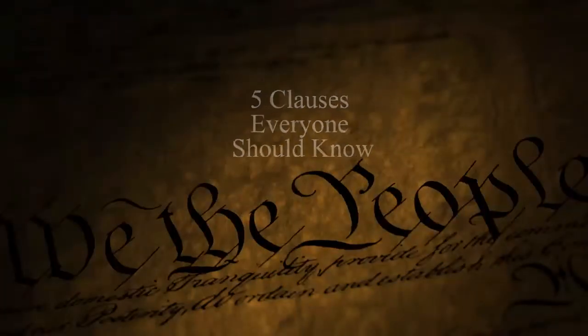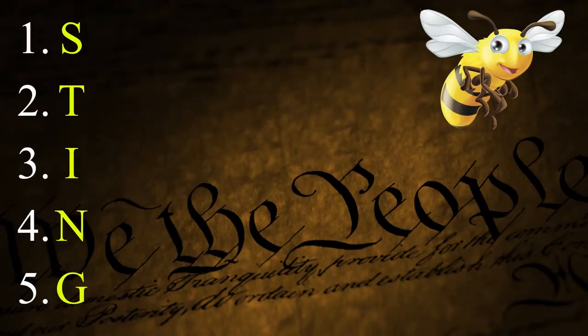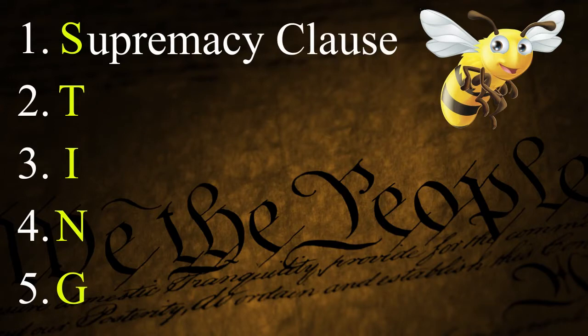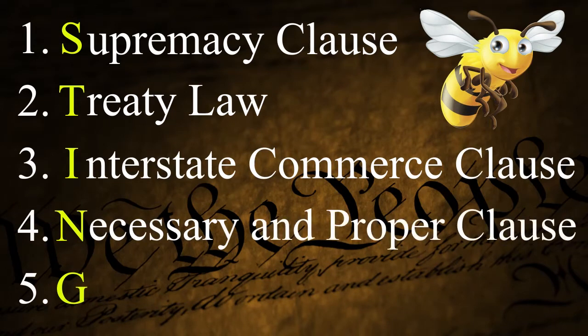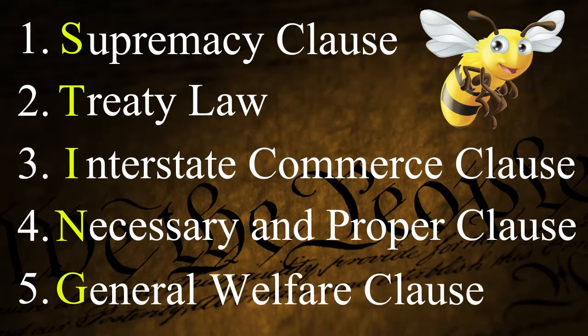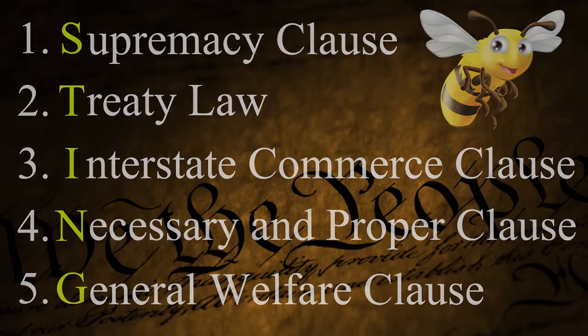Remember our acronym? STING. So S is supremacy. T is treaty law. I is interstate commerce clause. N is necessary and proper clause. And G is general welfare clause. Very good. Hopefully those are just boom, boom, boom. They rattle right off. Very, very quick.